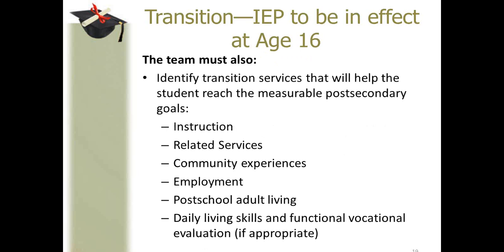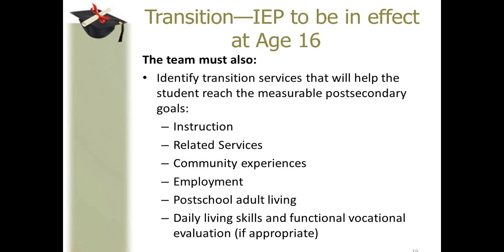The team must also identify transition services that will help the student reach the measurable post-secondary goals. Instruction is formal instruction in school, home, or community and may include community-based instruction, travel training, academic and career technical education courses, self-determination and self-advocacy training, and extracurricular activities. Related services include transportation and developmental, corrective, and other support services that will help benefit the student in instruction.